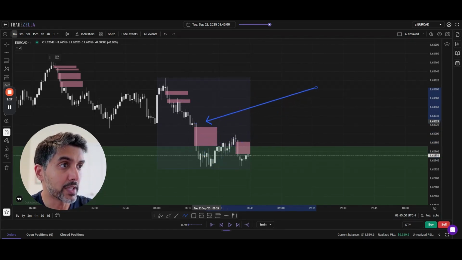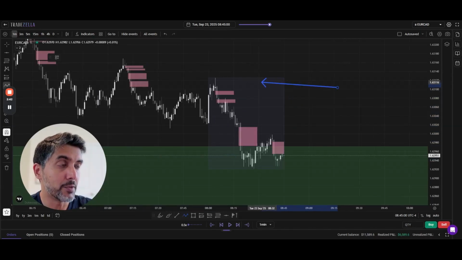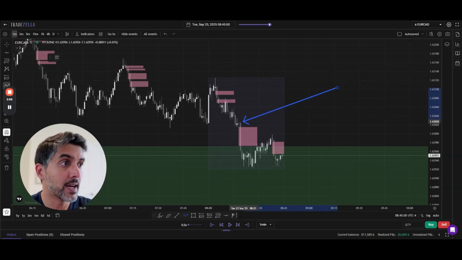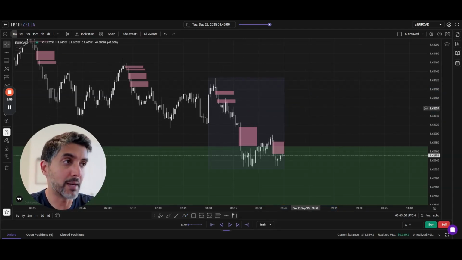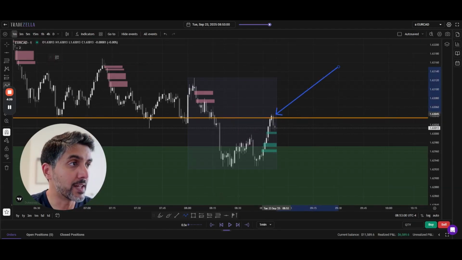For me, I would be looking for this high to be broken since this is where sellers came in and aggressively moved down. If you want to be conservative, you can look at this high to be broken, but your risk to reward will be impacted. So it's a personal preference. For the purpose of this exercise, we're going to look at this high here. Let's play price out to see what happens. A few minutes before 9 o'clock, we get the break over our key level, which is denoted with the orange line. At this point, we can drop down to the 5 minute to find an entry.